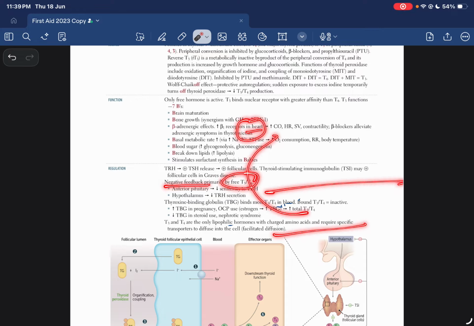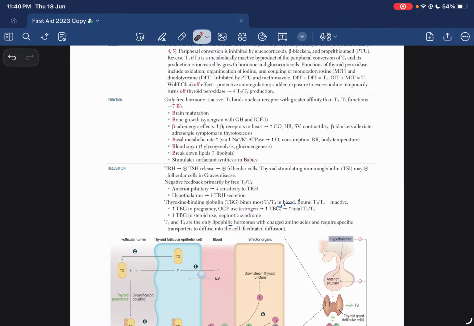Negative feedback is when free T3 and T4 present in the circulation are going to have a negative feedback on the pituitary gland as well as on the hypothalamus to decrease the production of TRH, thyrotropin releasing hormone. It also has a direct negative feedback effect on the pituitary itself, so it's going to be decreasing the release of TSH as well. So now T3 T4 levels would decrease.